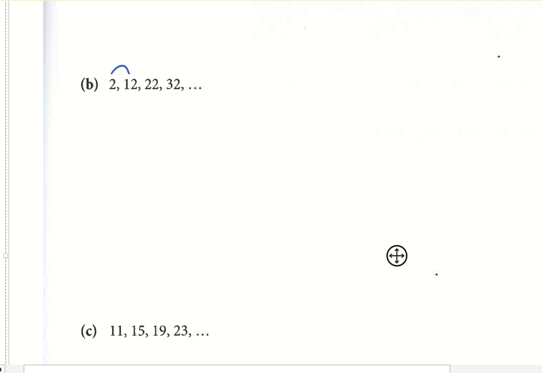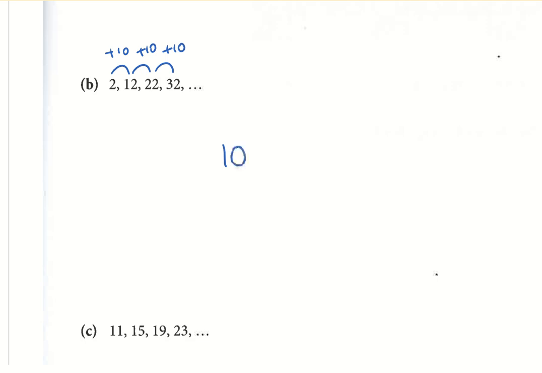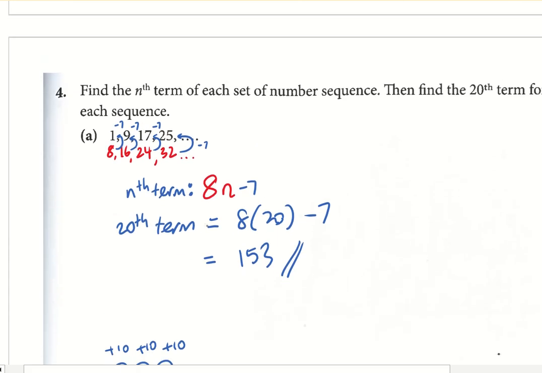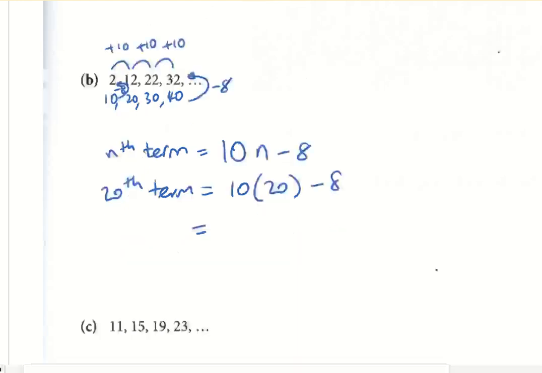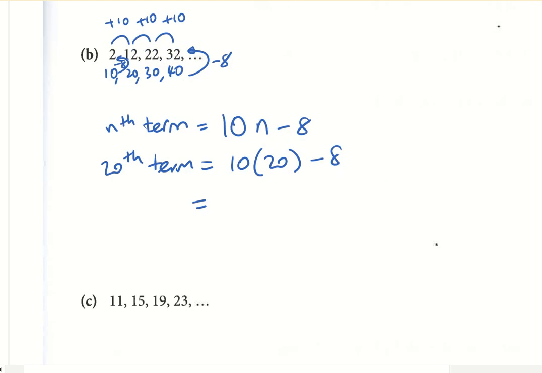So same thing here. We are going to add 10. So definitely we have a 10n. So you write down 10 times table, 10, 20, 30, and 40. How do we go back to the original? You need to minus 8. All of them minus 8. So our formula is 10n minus 8. They wanted the 20th term. So 20th term, 10 times 20, then minus 8. 200 minus 8. We get 192.